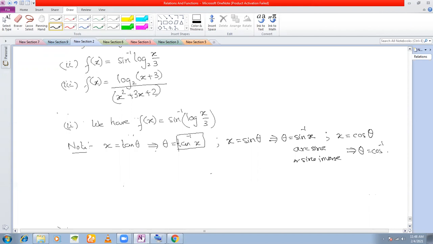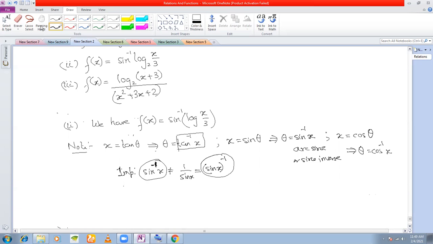Sine inverse x is not the same as 1 by sine x. The important point here is that you cannot write sine inverse x as 1 by sine x, because 1 by sine x is sine x whole to the power of minus 1. We write it differently. We don't give a bracket and write minus 1. See that we are writing simply minus 1 with sine. So this is different from this.